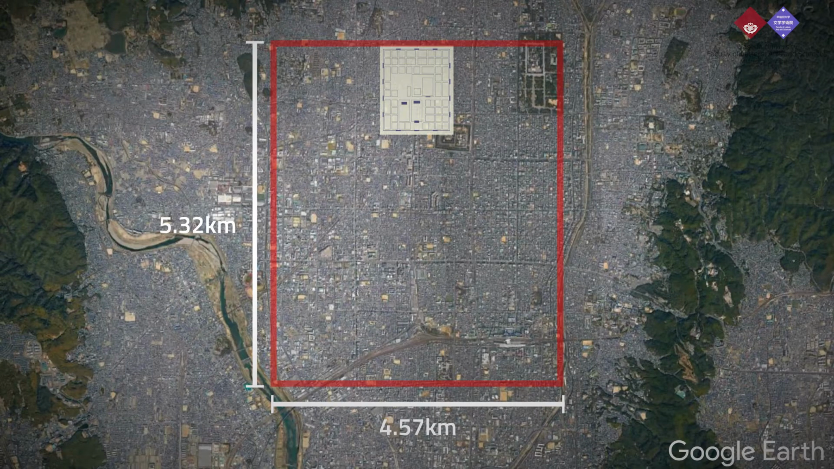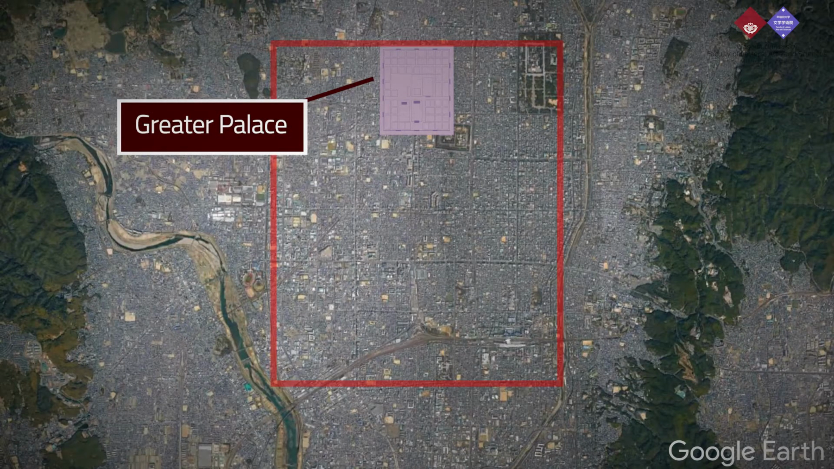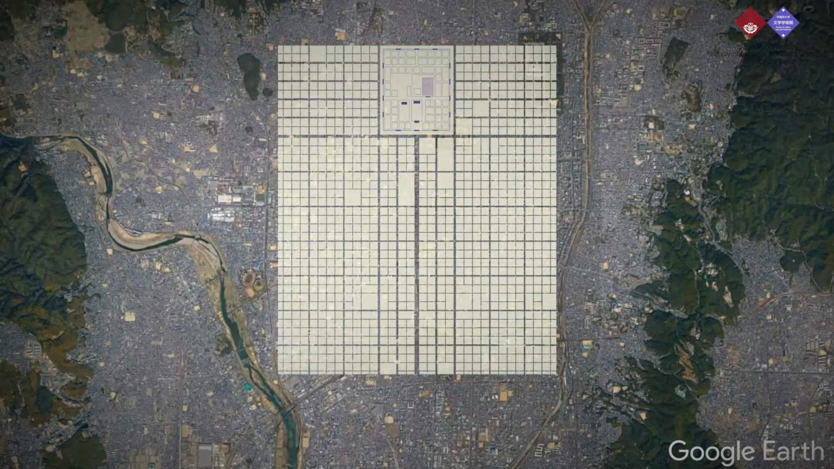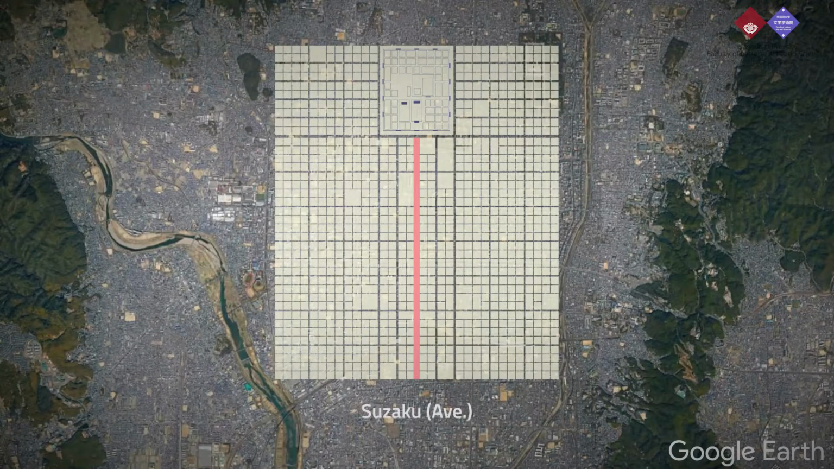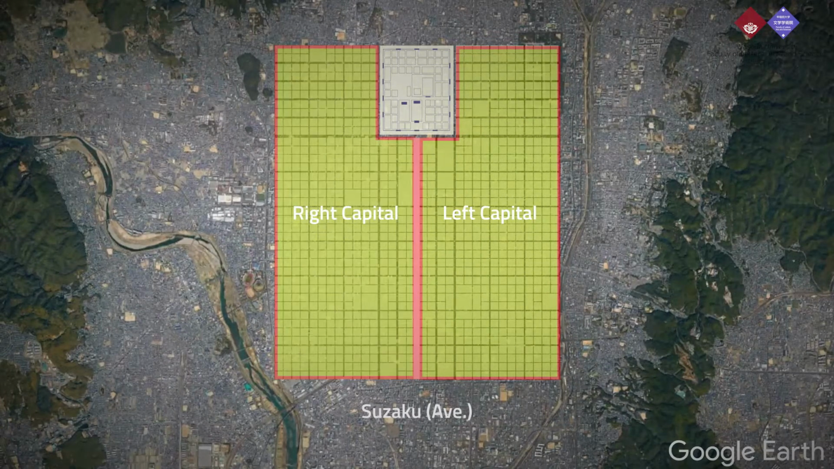At the north end of the capital was a large area known as the Greater Palace, which contained both the offices of the central government and the inner palace where the emperor lived. Stretching south from the Greater Palace to the center of the capital was the broad thoroughfare Suzaku Avenue. Suzaku Avenue divided the Heian Capital into the left capital to the east and the right capital to the west, where left and right were determined by facing south from the entrance of the Greater Palace.